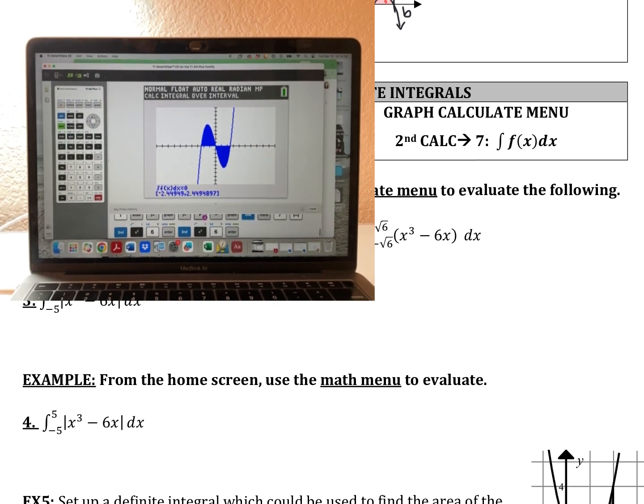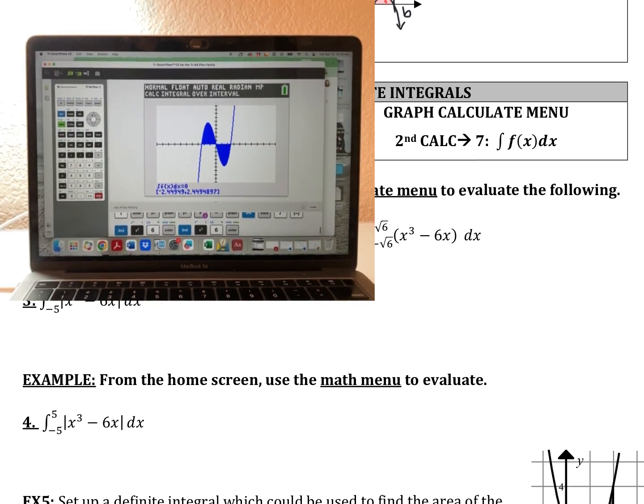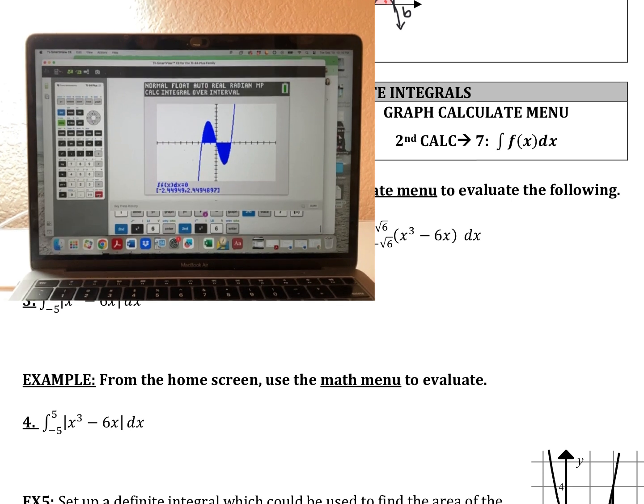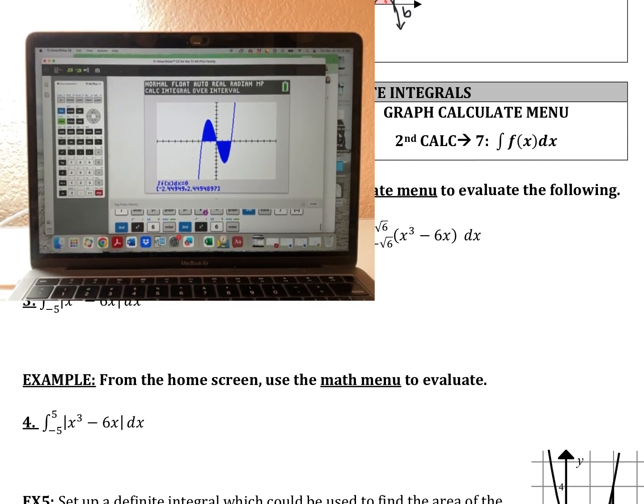And you can see that the result that we get is 0. Well, let's think about this for a moment. This graph is symmetrical, and we know that the integral is the net signed area, and so it's the area above the curve and below the curve, which means the result should be 0 if it's symmetrical on both sides.